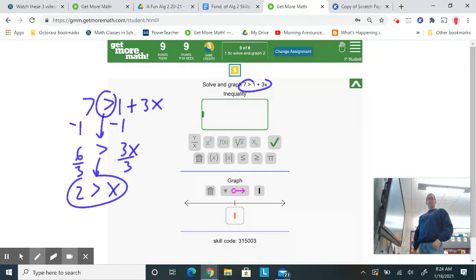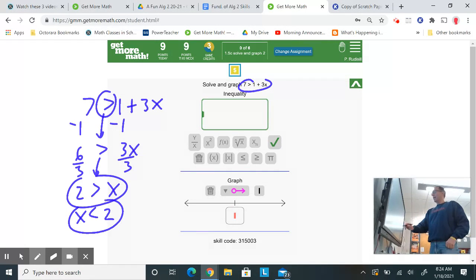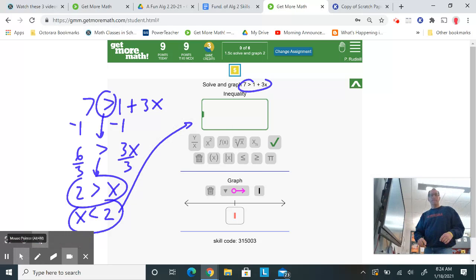So here's my solution. Now, again, I could type that in, but I prefer to put the variable first. And if I do that, I must reverse the sign. So 2 is greater than any number that works. Or you could say all the numbers that work, all the solutions, are less than 2. That's the one I'm going to type in the box there.